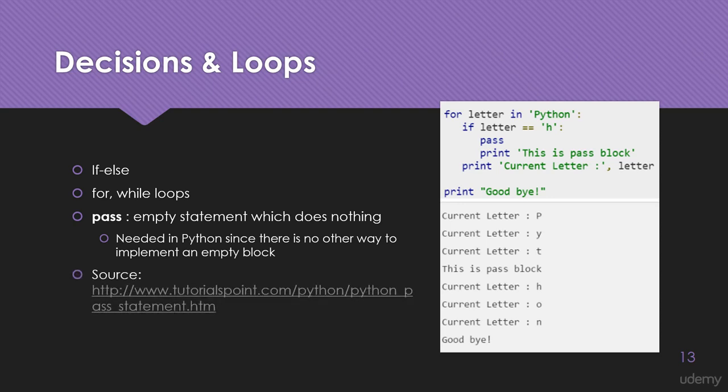And this is from tutorialspoint.com. Basically, this is a program that iterates over each letter in the word Python, and then it checks whether the letter is H, and if so, it will print that this is the pass block. So it's just printing an extra thing, and it prints the current letter, and then it prints goodbye. You can see that it outputs PYT, this is a pass block, HON, and then goodbye.